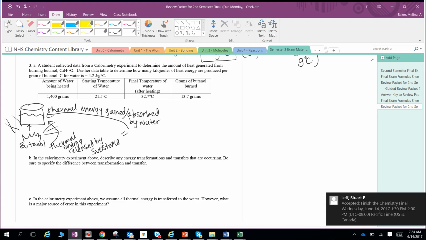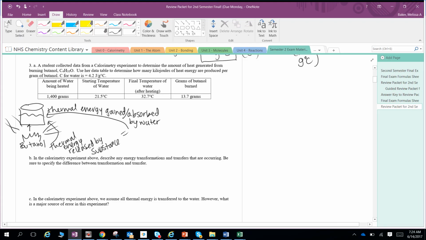So let's take a look at the specific numbers. We know something about water. We know the specific heat of water, which it gives you. We know the mass of the water. And we know that while the butanol was burning underneath the can, the temperature changed. I'm going to calculate that temperature change by taking my final temperature and subtracting my initial temperature. That comes out to be 11.2 degrees Celsius.